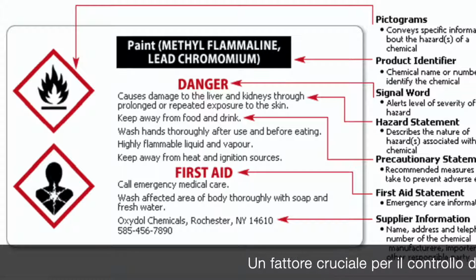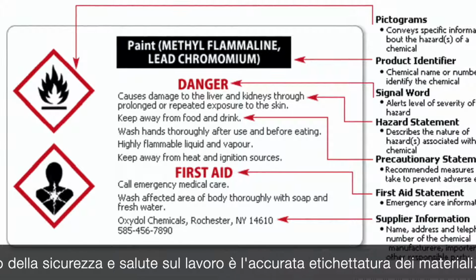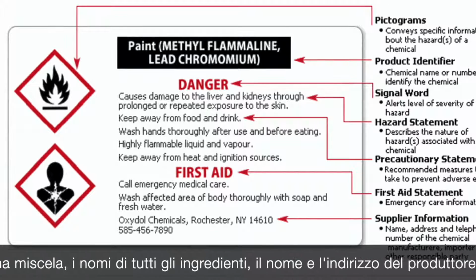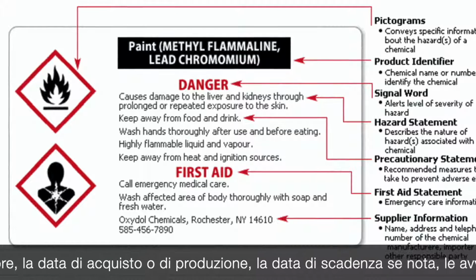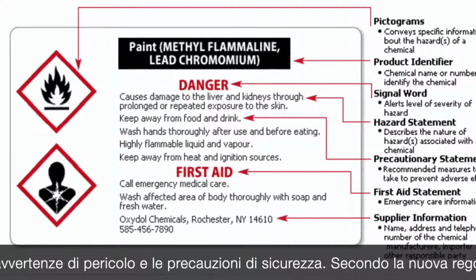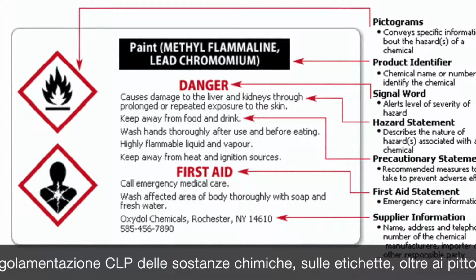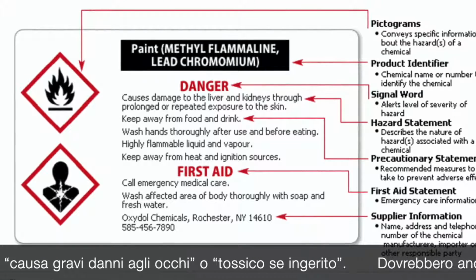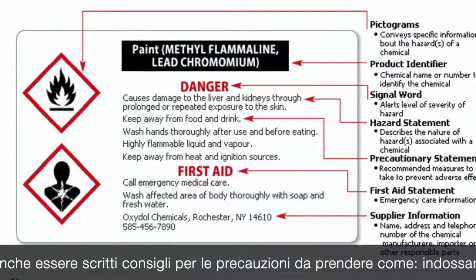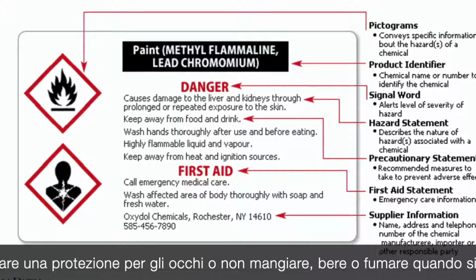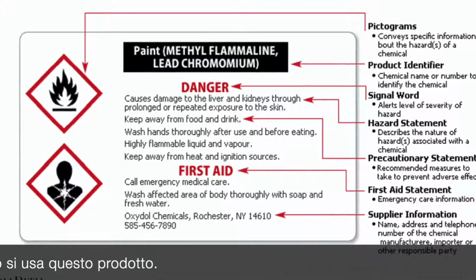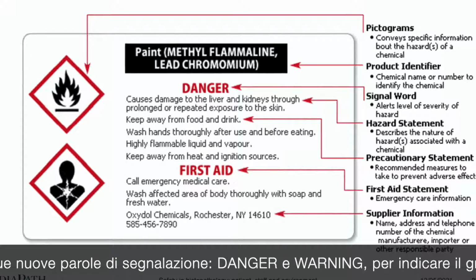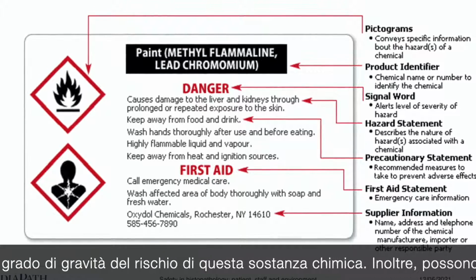A critical component of control is accurate labeling of materials. Labels should include chemical name and, if a mixture, names of all ingredients, manufacturer's name and address, date purchased or made, expiration date if known, hazard warnings and safety precautions. According to the new classification labeling and packaging of chemicals, in addition to the pictograms, hazard statements should be written on labels like serious eye damage or toxic if swallowed. Precautionary statements should also be written like wear eye protection or do not eat, drink or smoke when using this product. The CLP regulation also introduces two new signal words, danger and warning, to indicate the degree of severity of the hazard of this chemical.